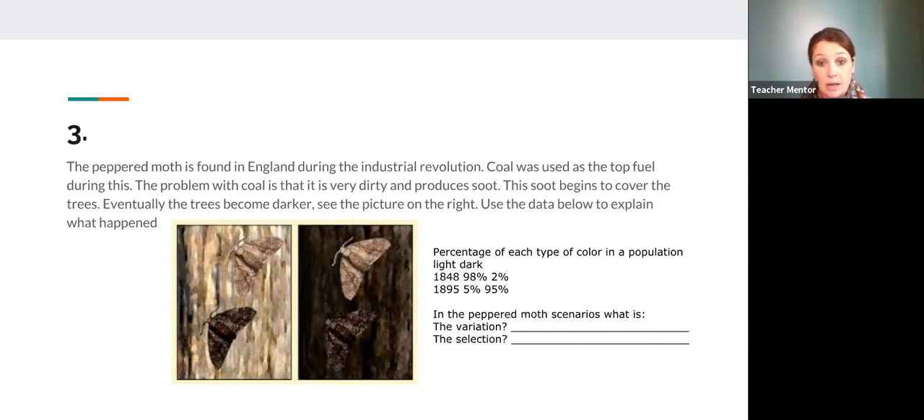So here is our data. The percentage of each type of color in the population: in 1848, we have 98% that are light moths and 2% that are dark. Well, after the Industrial Revolution, we have a switch. In 1895, we have only 5% that are light and 95% that are dark. So in the peppered moth scenario, what is the variation between the moths?